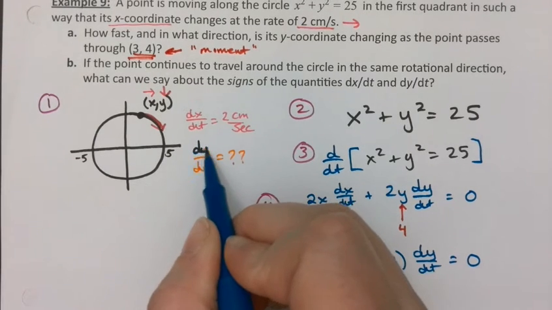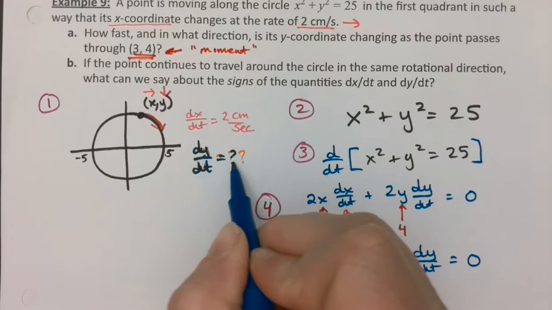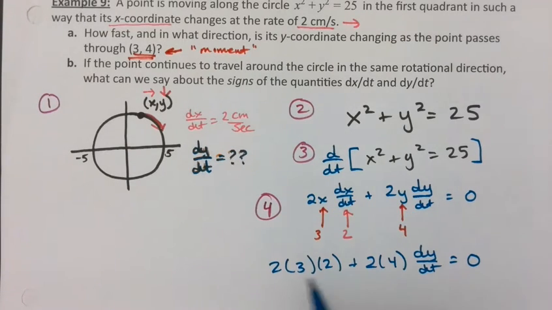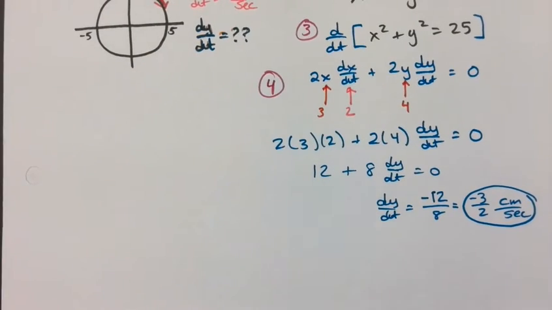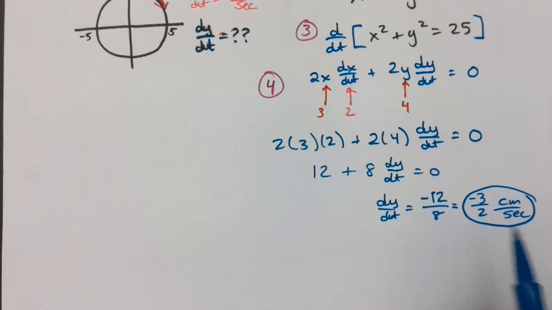I'm going to put that in blue right here. So this is 12 plus 8 dy/dt equals 0. Subtract the 12, divide by 8. You'll get that dy/dt is equal to negative 12, because you're subtracting the 12, divided by 8, which would be negative 3/2 centimeters per second. So we've answered the question: how fast is the y coordinate changing? This is how fast it's changing, and its direction would be downward.